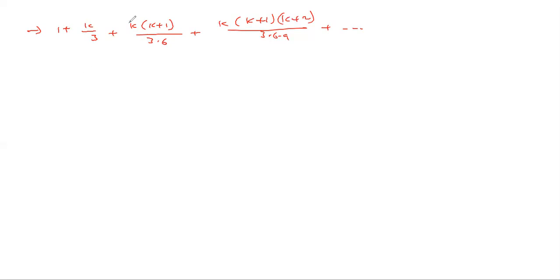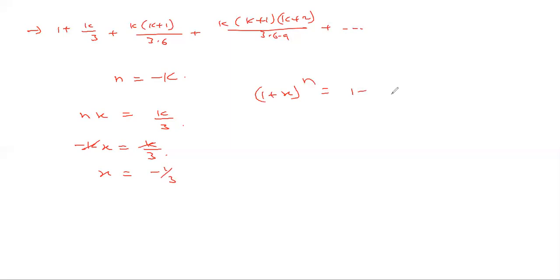Clearly, we know that n is negative k. So nx will be k by 3. n is negative k, so into x will be k by 3. So x will be negative 1 by 3. So 1 plus x whole power n expansion this is. So it will be 1 minus 1 by 3 whole power n value is negative k. That's it. Completed.